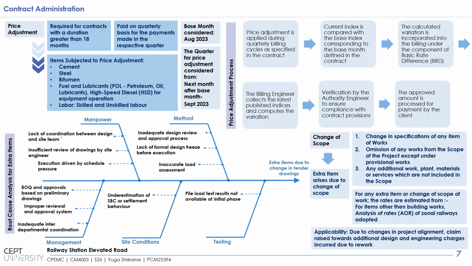So the basic rate difference due to the price adjustment clause is adjusted in the quarterly billing cycles of the project, and accordingly the compensation is paid to the contractor.